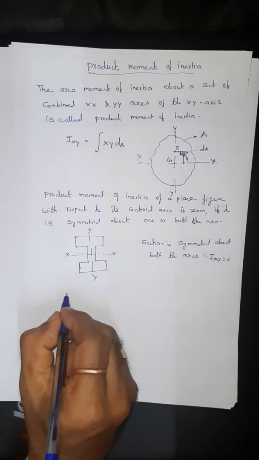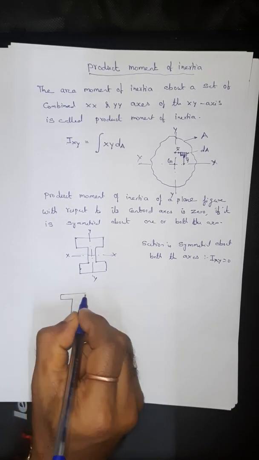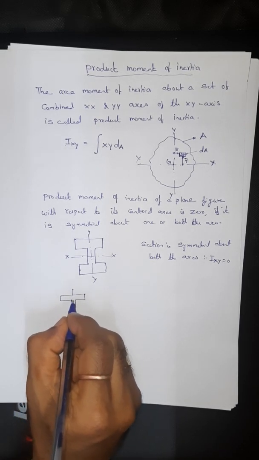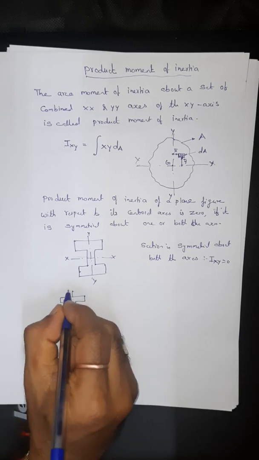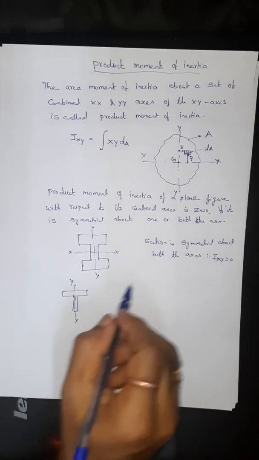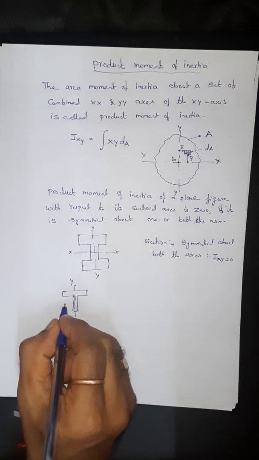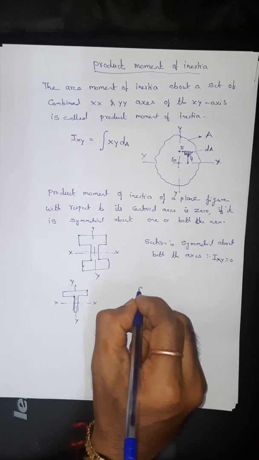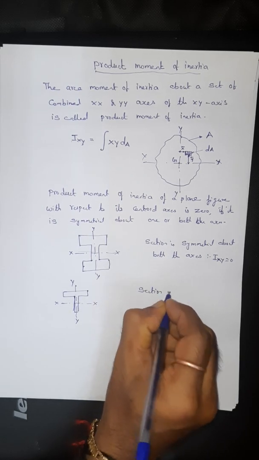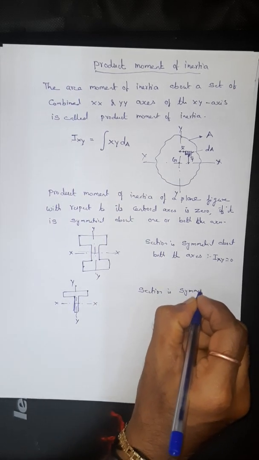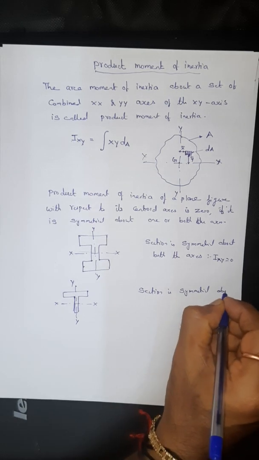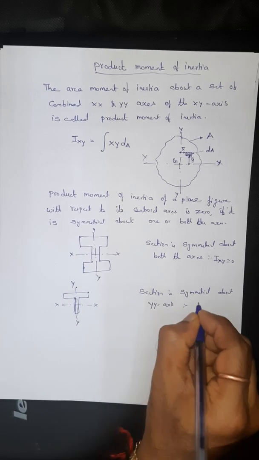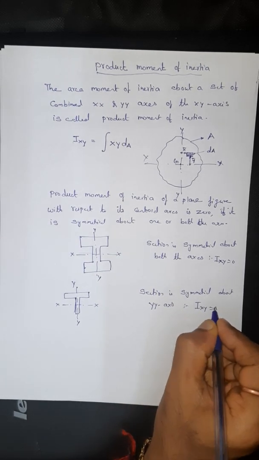Suppose the cross section is in the T shape. Look at here, its yy axis is symmetrical, it's a mirror image, but the x axis is not a mirror image, whereas yy is symmetrical. So here the section is symmetrical about the yy axis. Therefore, Ixy equal to 0.